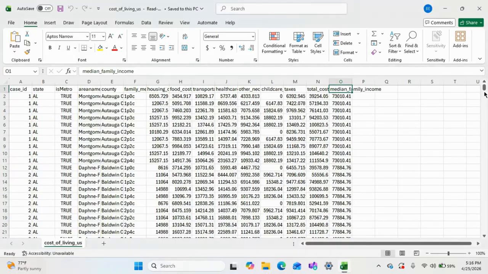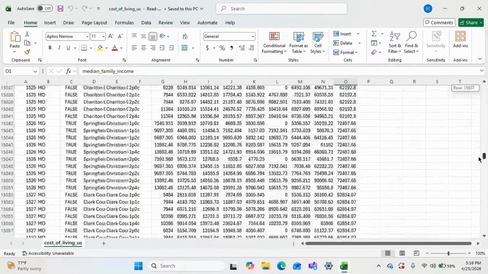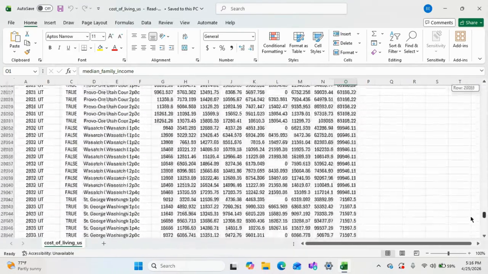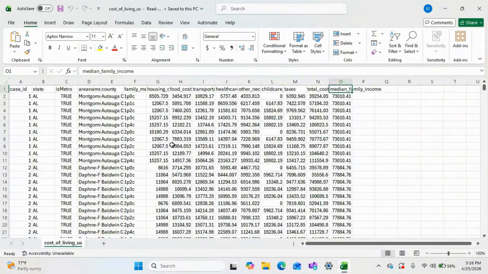As seen, there's a lot of rows here that contain a lot of data, which is very helpful for my data presentation because I have a lot that I can use to help get a detailed view of where poverty exists in the United States.